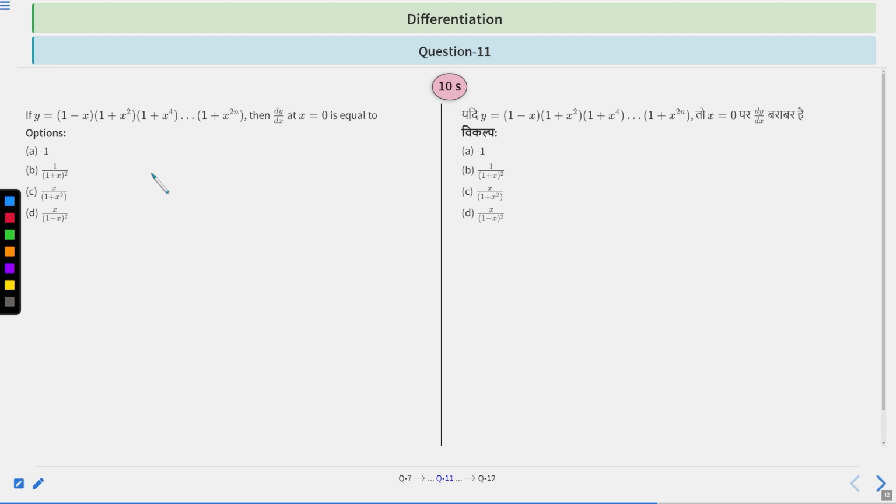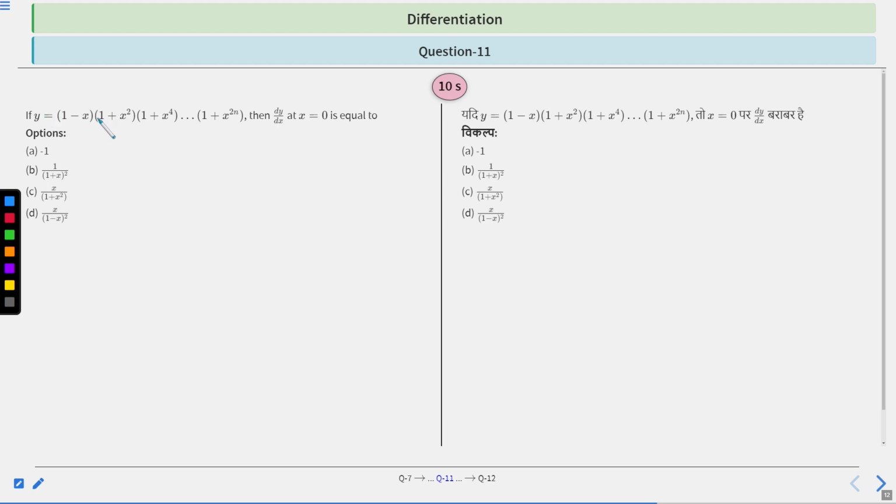We know the formula (a plus b) into (a minus b) is a square minus b square. So if we multiply and divide this expression by 1 plus x, multiply with 1 plus x and divide with 1 plus x, you will get (1 plus x) into (1 minus x), which can be written as 1 minus x square.